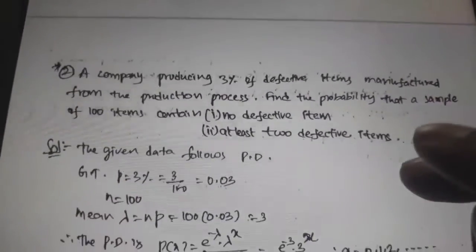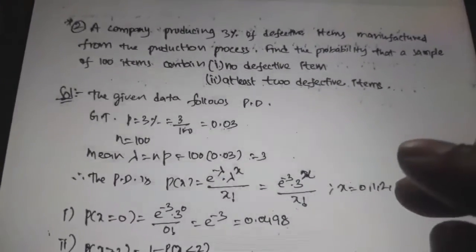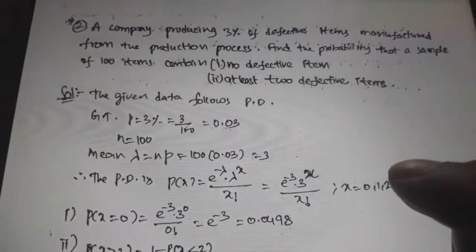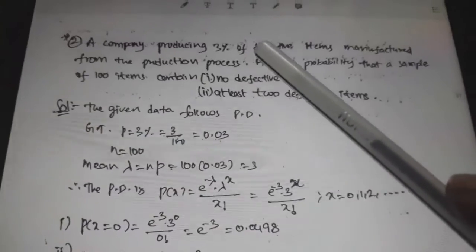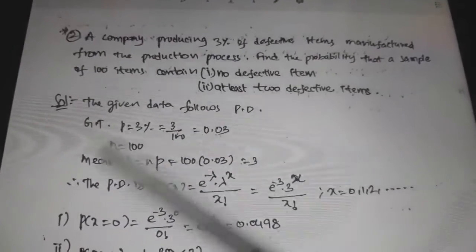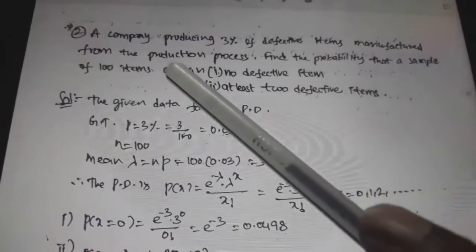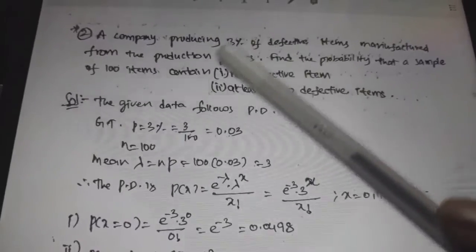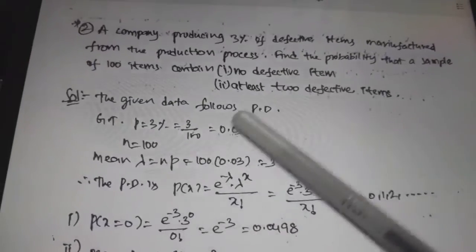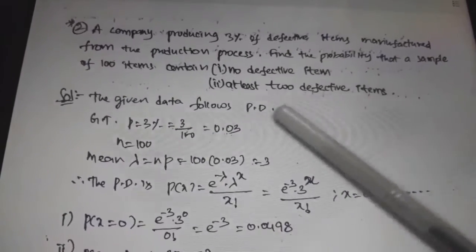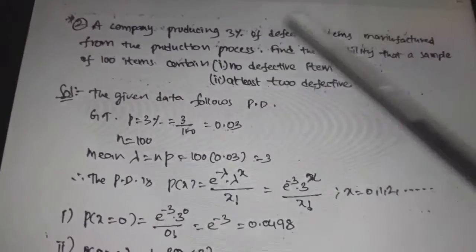Then: a company produces 3% defective items from the production process. Find the probability that a sample of 100 items contains no defective items, and at least 2 defective items. By seeing the defective case, we can use the Poisson distribution. Defective is related to the p-value. Based on that p and n, you should find the lambda value. No defectives means x equal to 0. At least 2 defectives, as I already told clearly: at least means greater than, at most means less than. So first find the lambda.